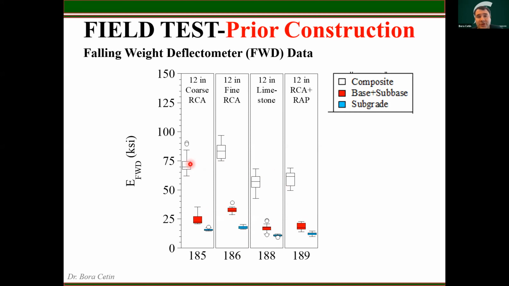And even in the composite elastic modulus values, as you can see, the coarse RCA and fine RCA were superior in terms of elastic modulus to the limestone value. And the RCA rep mixture was a little bit superior on average, but almost identical in performance with limestone.